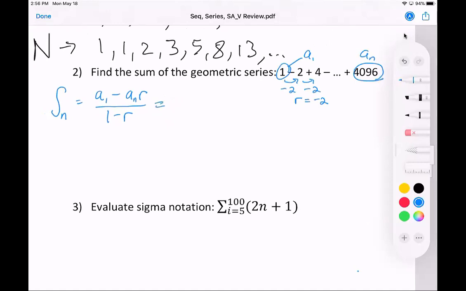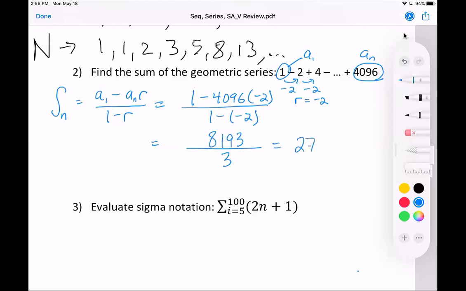So to find the sum, if we were to add up all those terms, we'd have 1 minus 4096 times your rate, all over 1 minus your rate. So that looks like it would be 1 minus 4096 times -2. Our numerator we get should be 8193, and then divided by 3. So our sum is 2731.